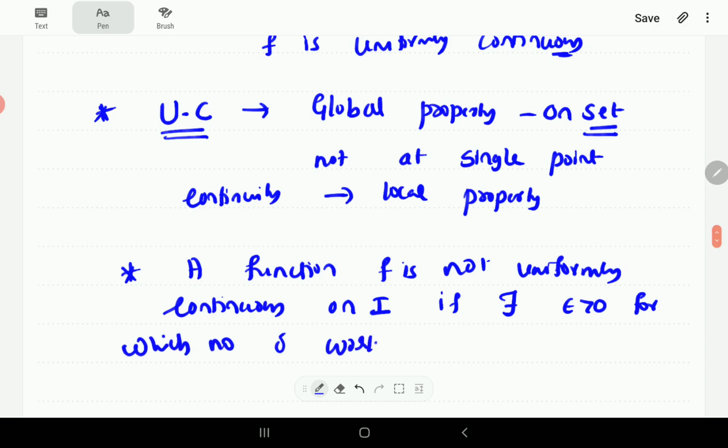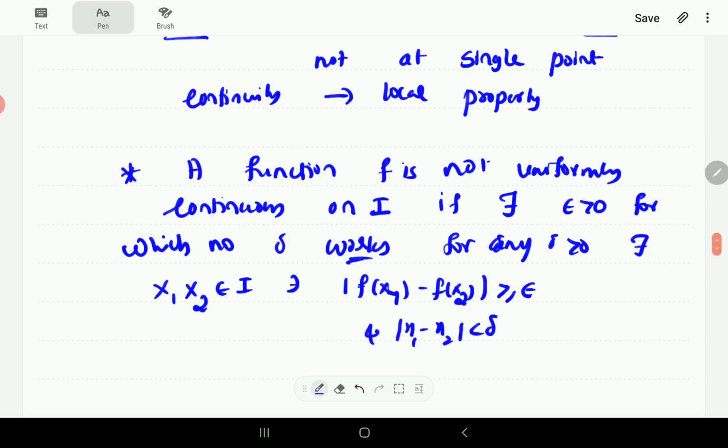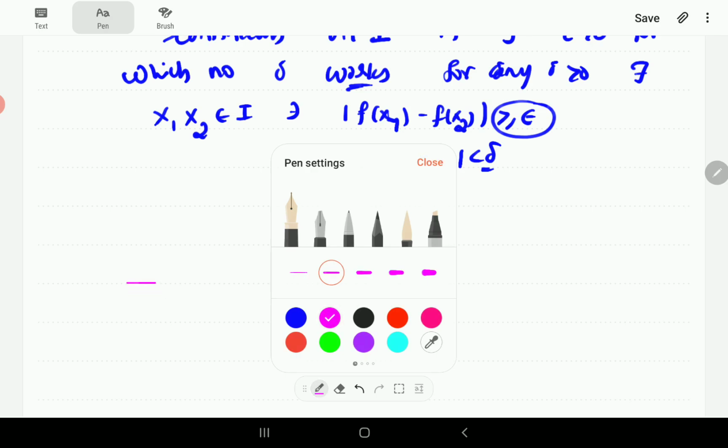There is no delta for a given epsilon, which says for any delta greater than 0 there exist x1, x2 belonging to I such that |f(x1) - f(x2)| is greater than or equal to epsilon, and |x1 - x2| is less than delta. You can see it is not less than here, it is greater than or equal to epsilon. Then we say that the given function is not uniformly continuous. So it is simple.